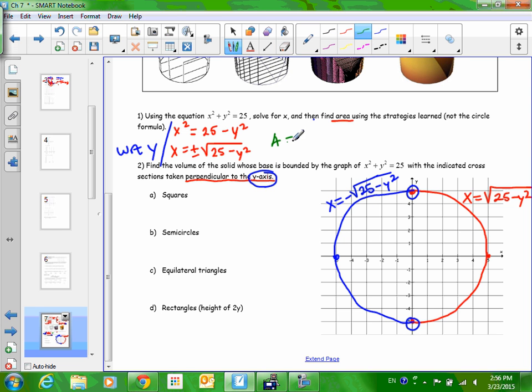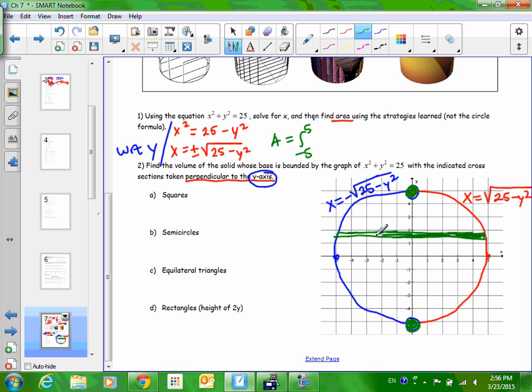The area would be the integral from -5 to 5, bottom to top. And then we would just, remember how we draw those approximating rectangles? And you guys are like, why do we need to do that? Well, it's going to make a little bit more sense with today.